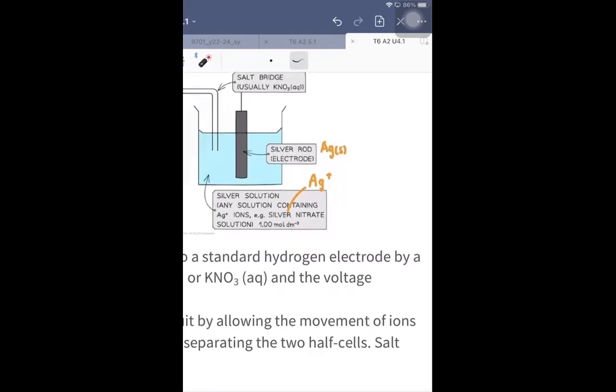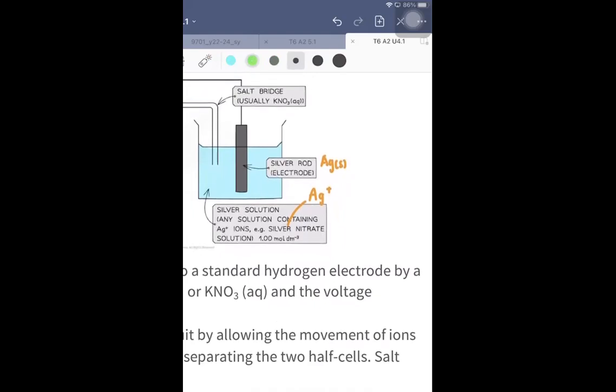The function of the salt bridge is to complete the circuit by allowing the movement of ions between the half cells and physically separating the two half cells. Salt bridge must be inert. So even though you're separating the two solutions, the salt bridge helps to connect the two aqueous solutions together so as to not mix the solutions.